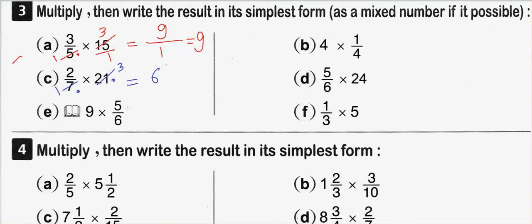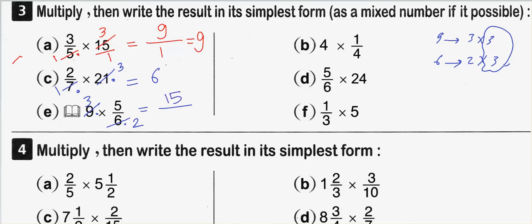9 times 5 over 6. What about 9 and 6? Both 9 and 6 are divisible by 3. 9 is 3 times 3 and 6 is 2 times 3. That means that 3 is a common factor between 9 and 6. We can divide by 3 up and down. 6 divided by 3 is 2. 9 divided by 3 equals 3. We multiply numerators and denominators. 3 times 5 equals 15. 15 over 2. Here 3 over 1. 1 times 2 equals 2.